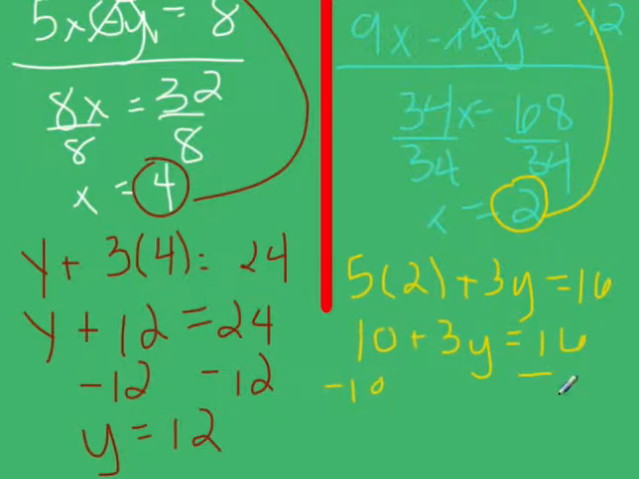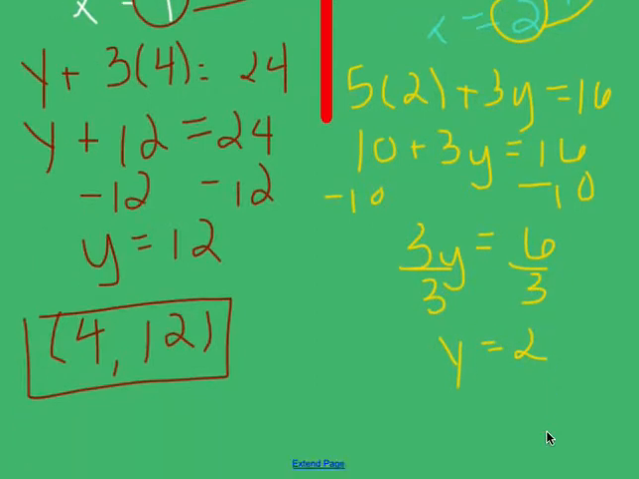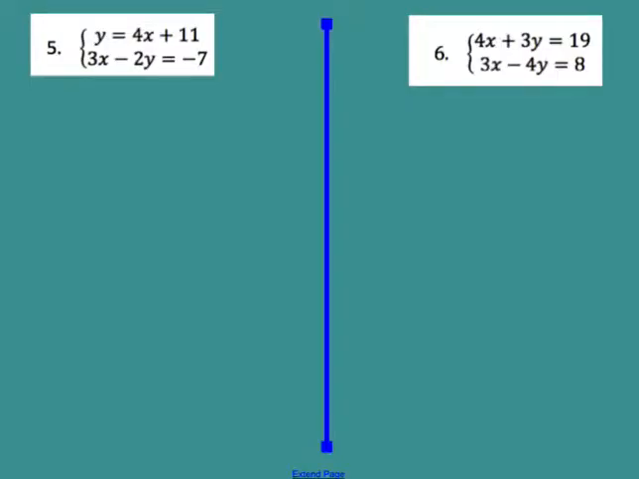Then we're going to subtract 10 from both sides, and we get 3y is equal to 6. Divide both sides by 3, and we get that y is equal to 2. So x is equal to 2, and y is equal to 2. So your final answer for that one is (2, 2). Moving on, let's take a look at these problems.